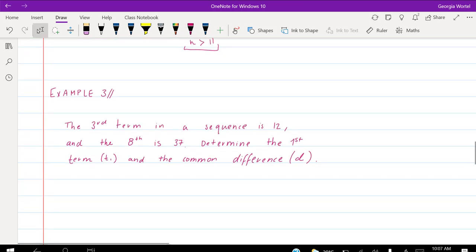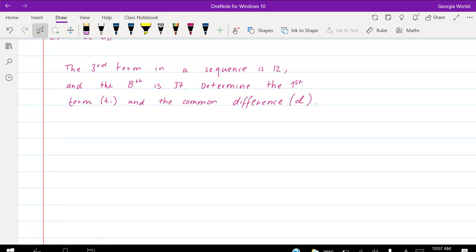Another one that you could be given: the third term in a sequence is 12, the eighth is 37. Determine the first term and the common difference. Aha! So we don't have our A value and we don't have our D value. But we know the third term is 12 and the eighth term is 37. Bit of a weird one. You might look at this and not really know where to go with it.